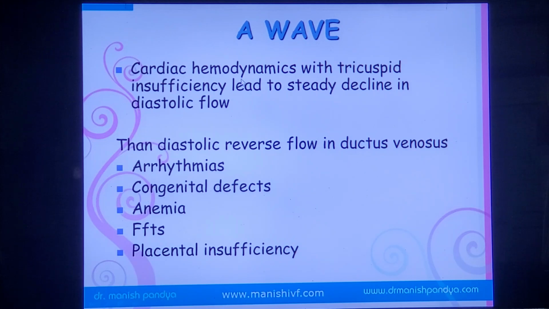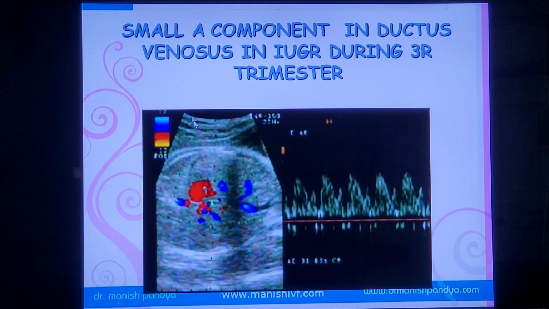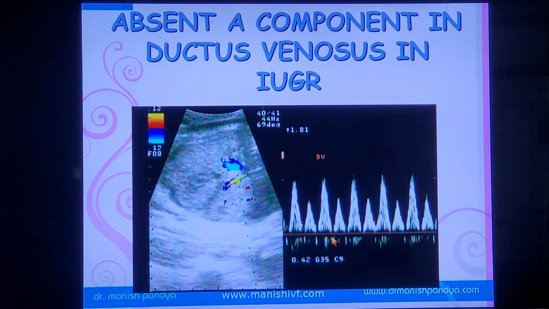A wave, cardiac hemodynamics with tricuspid insufficiency lead to speedy decline in the diastolic flow. Then diastolic reverse flow in ductus venosus because of arrhythmias, congenital heart defects, anemia, twin-to-twin transfusion, and placental insufficiency. Small component of ductus venosus during IUGR, you can see A wave is a little bit different. Here you can see there is absent A wave in ductus venosus in IUGR babies.